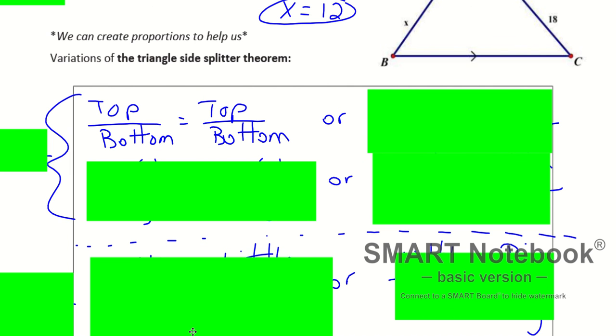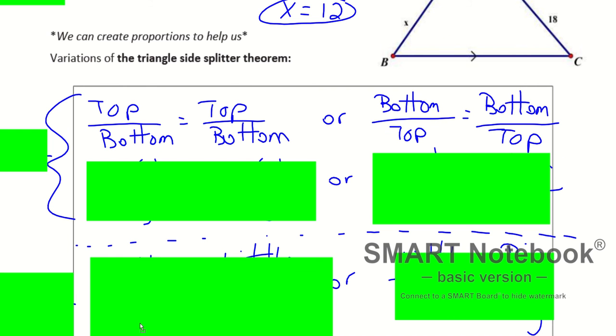The one that we started with in that example was taking a top measure over a bottom measure, and it will equal the corresponding top measure over the bottom measure. We can, as I said, flip that upside down, and we can simply say, let's take the bottom piece over the top piece, and that's going to equal the bottom over the top.